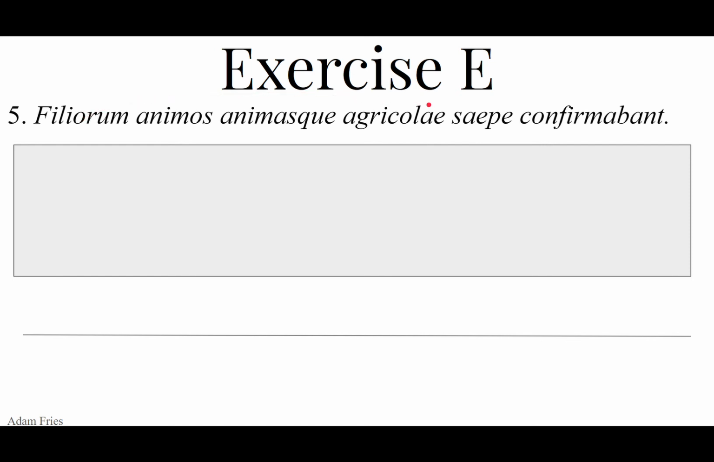Agricolae. This could be the genitive singular masculine or nominative plural masculine of agricola, masculine farmer. Don't really know. I have a hunch that it's nominative plural masculine, but hey, let's keep our options open. Saepe. Saepe is an adverb meaning often or oft. Adverbs usually modify verbs, but they can modify adjectives and other adverbs. But here we have confirmabant and the sentence ends. So this adverb saepe is modifying this verb confirmabant. The third plural imperfect of confirmo, confirmare, confirmavi, confirmatus.